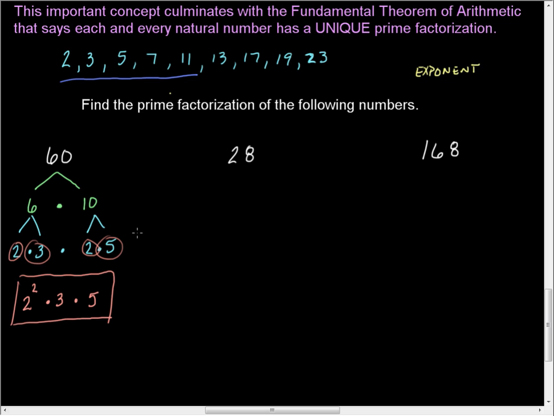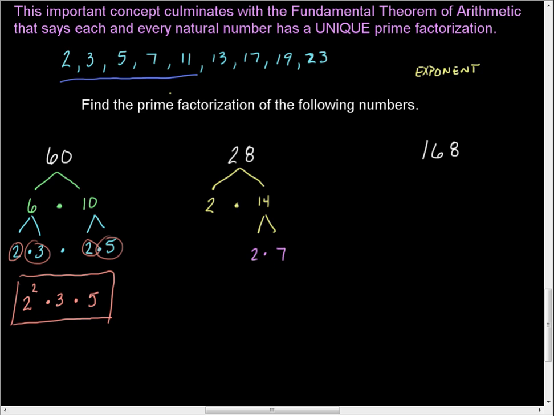Let's do another one. 28. Now, one way that makes it a little easier to do these, perhaps, is when you notice it's an even number, rather than trying to break it down into 2 big numbers, start right out with a nice prime. So 28 can be broken down into 2 times something, which is 14. 14 can be broken down into 2 times 7.